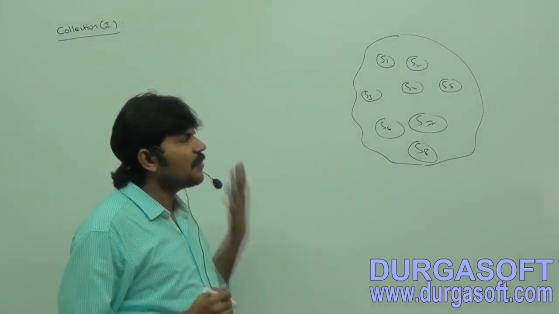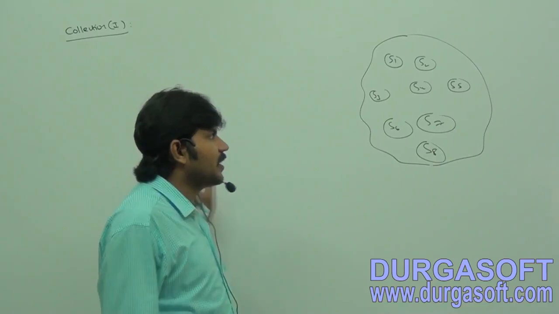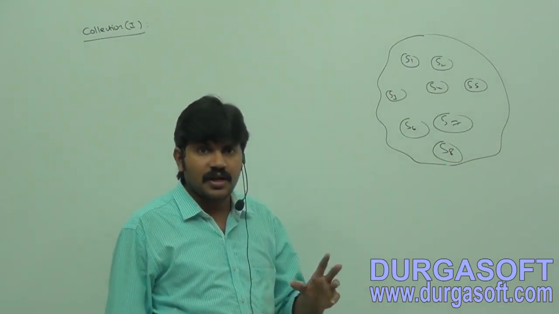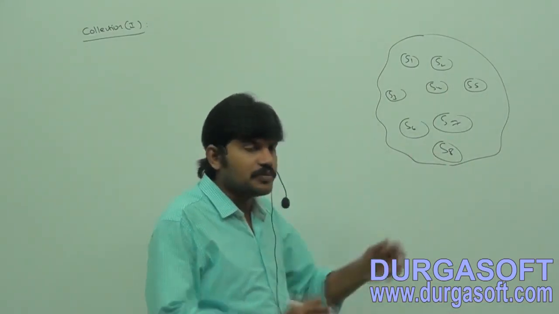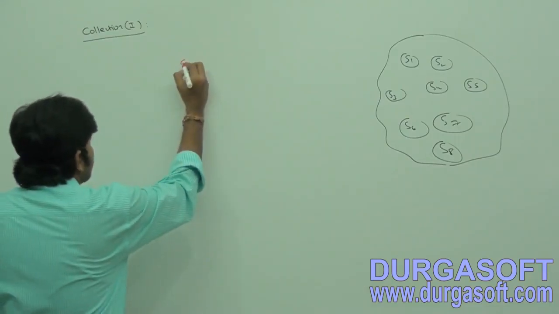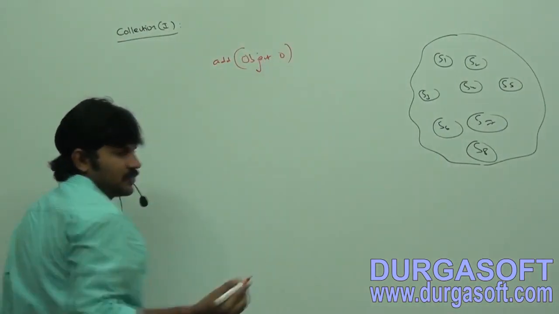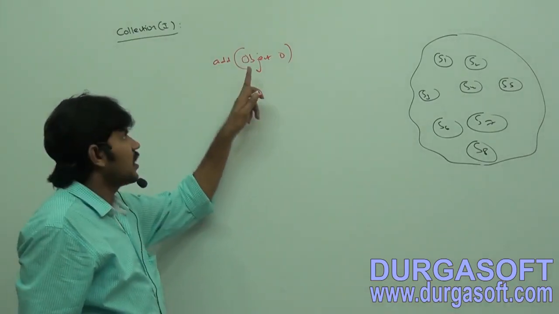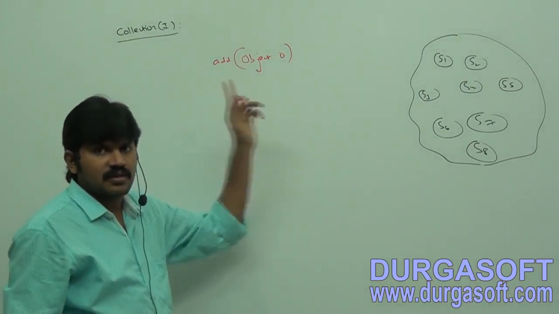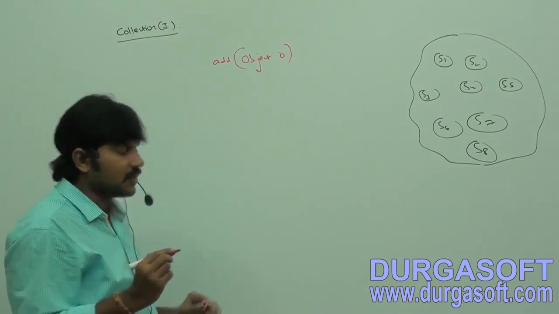A very common requirement: I want to add an object. Then which method do we have to call? add(Object o). Which object do you want to add? Just pass it. Sir, can you please add this object to the collection? add(Object o).